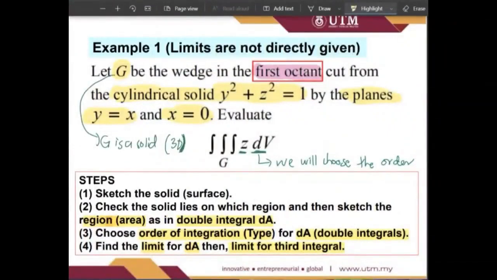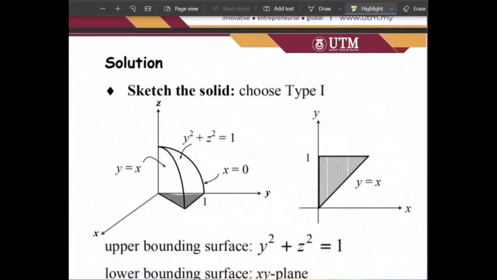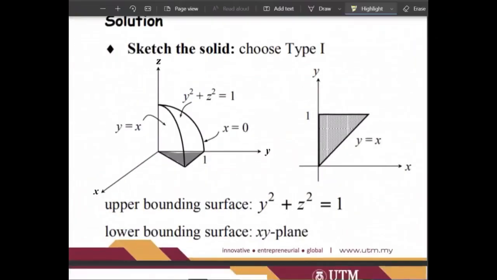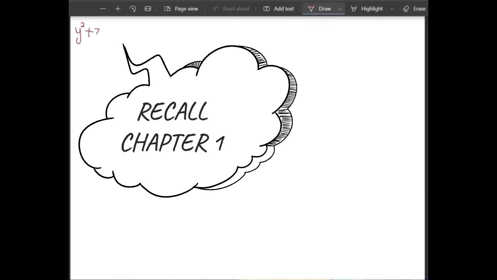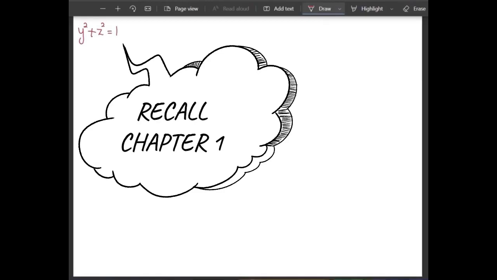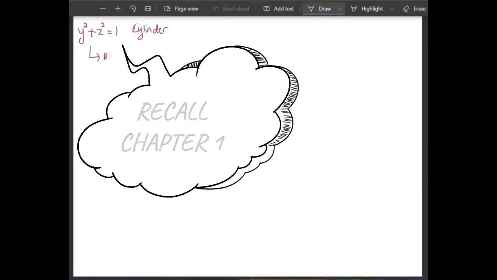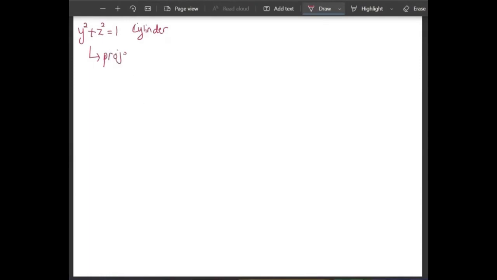So how to get the answer? If you want to sketch manually, yes, you can. Okay, class, let us sketch the solid. First we have y squared plus z squared equal to 1. We know that if we have two variables, this one is a cylinder. So we have to project to the x-axis because x is missing. Project to x. Let us try to sketch.